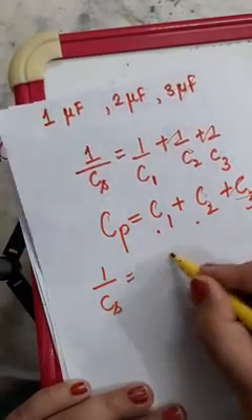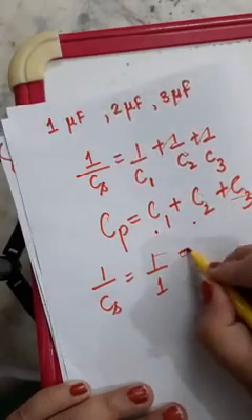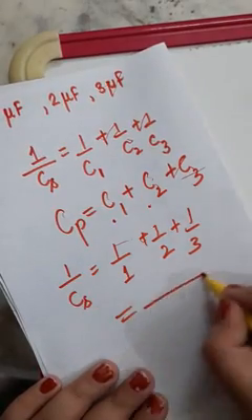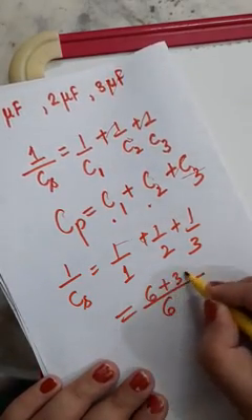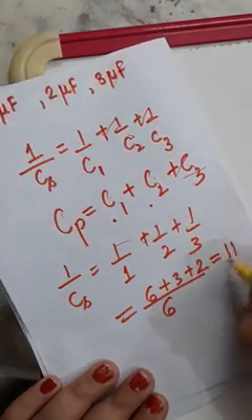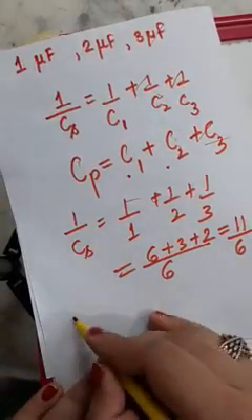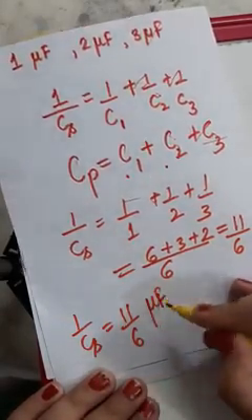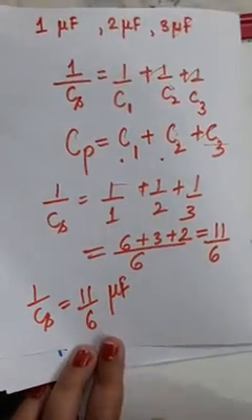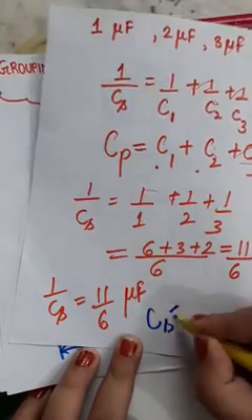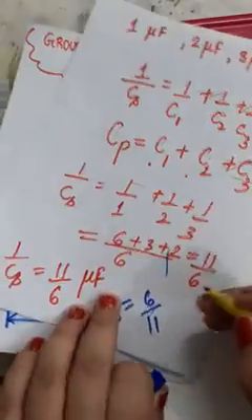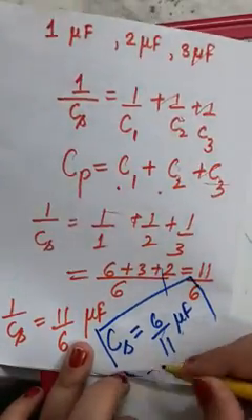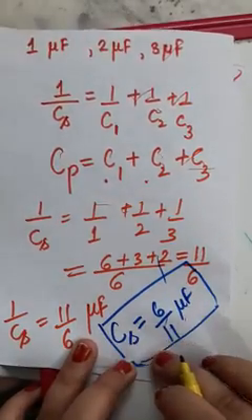1 by Cs equals 1 by 1 microfarad plus 1 by 2 microfarad plus 1 by 3 microfarad, and this goes as 11 by 6. So this is the value of 1 by Cs, which is equal to 11 by 6 microfarad. So Cs, which means the capacitance in series, will be equal to 6 by 11 microfarad. Isn't it? Of course, yes. Okay, so this is capacitance in series.